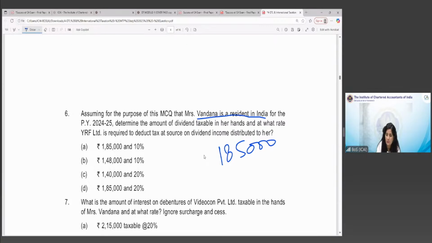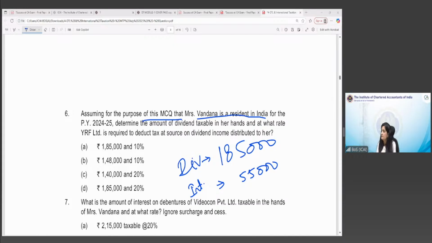In the same MCQ, assuming for the purpose of this, she is a resident. Only for this MCQ we are asking. Dividend. And then your interest expenditure is 55,000. Prashant, it's A for this. Answer is B.